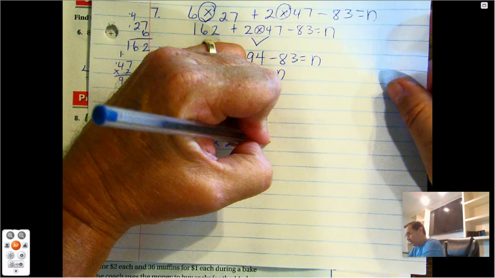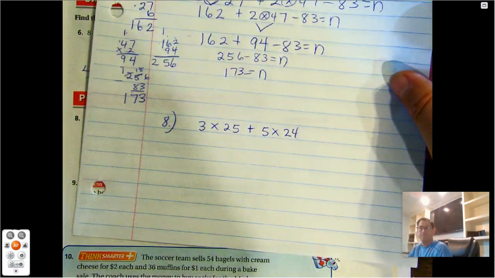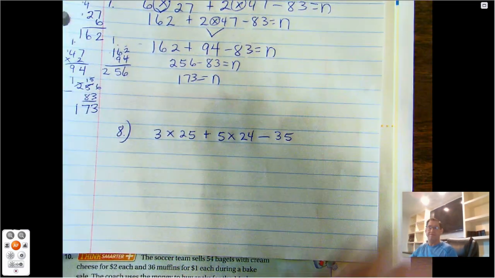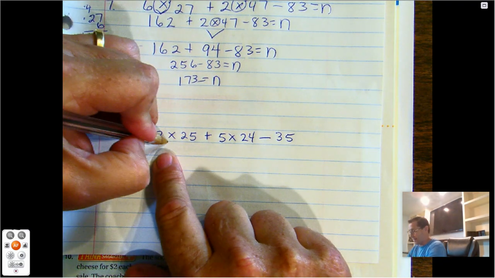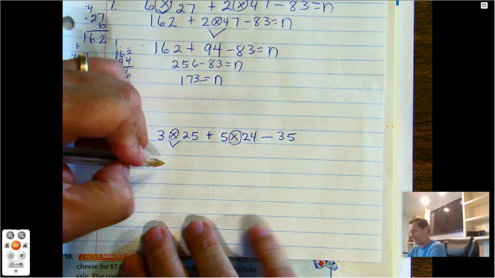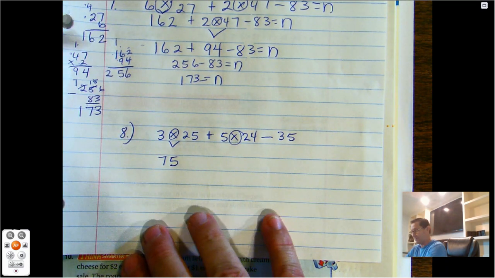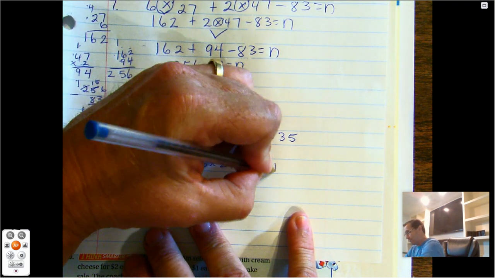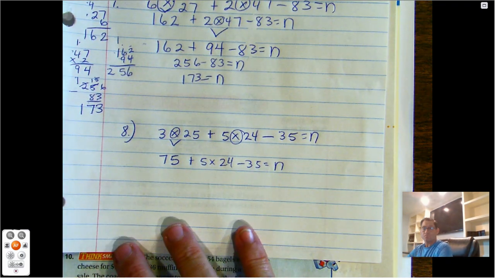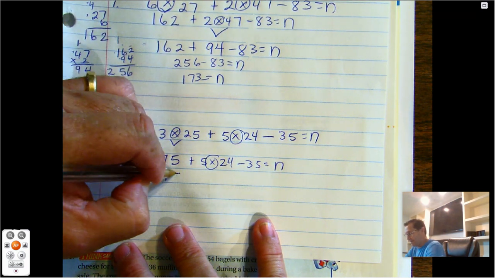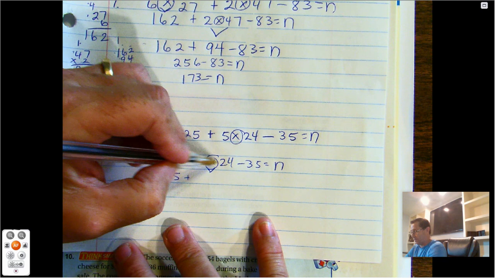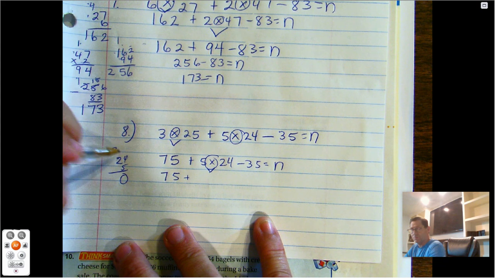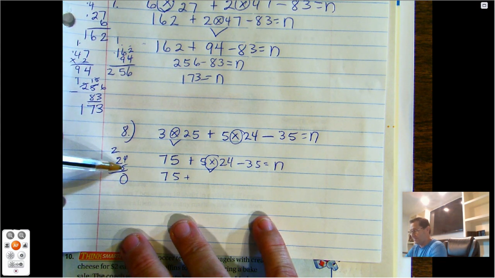But then she gave away 35. So 3 sets of binders at 25. I know that 3 times 25 is 75. I'm going to rewrite everything else. I still have multiplication, so I'll rewrite everything else. 5 times 24. 5 times 4 ones is 20 ones. Regroup that as 2 tens and 0 ones. 5 times 2 tens is 10 tens, plus 2 more is 12 tens.